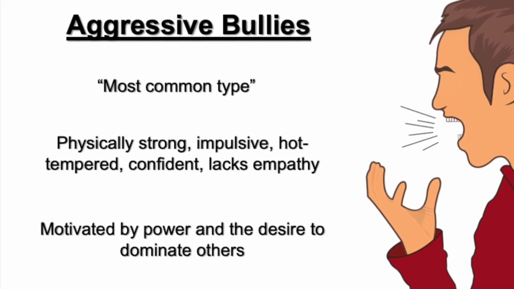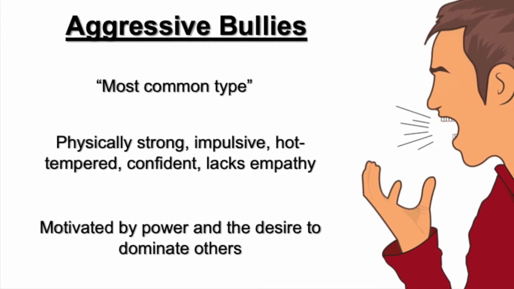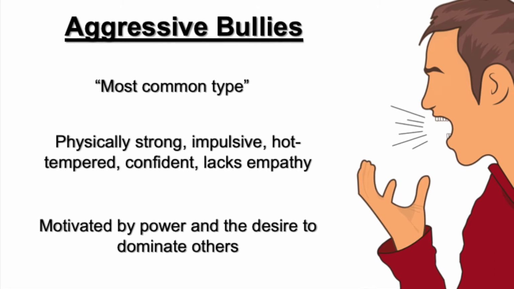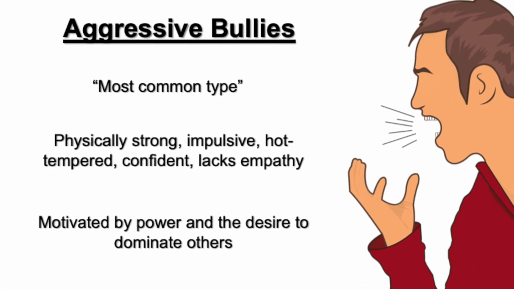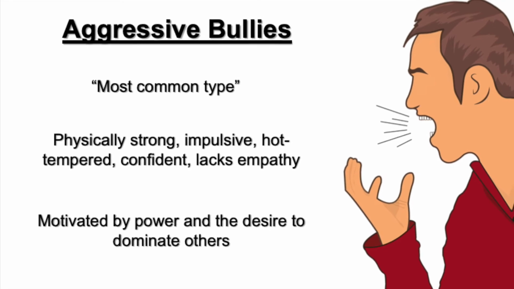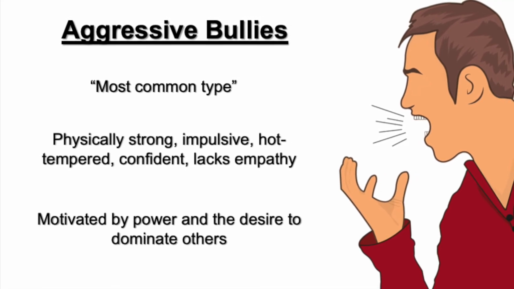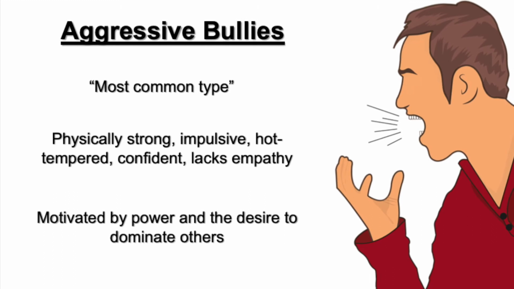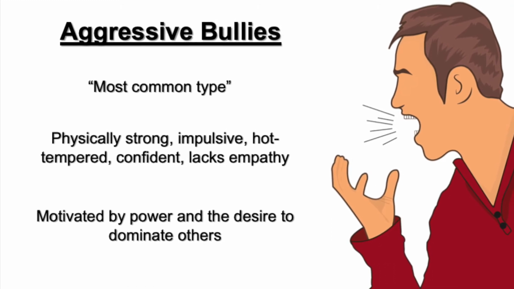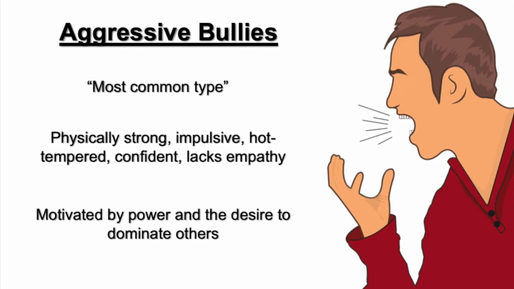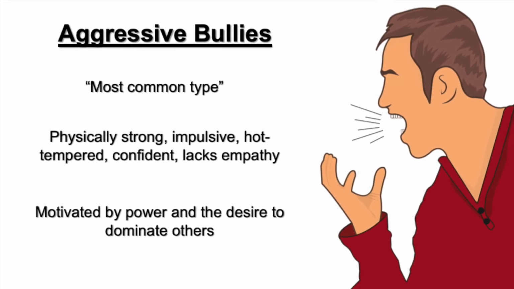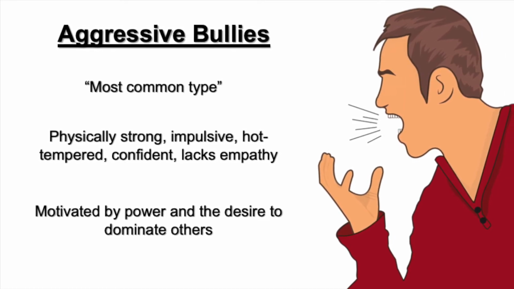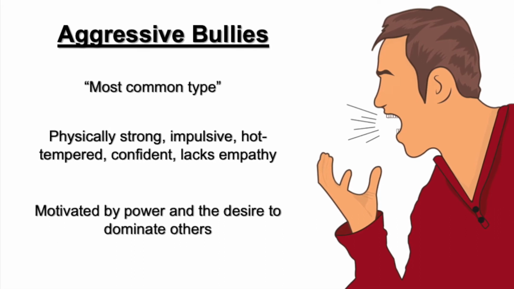Continuing, I will begin to talk about the different types of bullies. There are aggressive bullies, who are considered the most common. They are physically strong, impulsive, hot-tempered, confident, lack empathy, and are motivated by power and the desire to dominate others. Aggressive bullies tend to be the most popular in the early school years and then less so in the upper grades, perhaps because young children are more likely than older students to admire the macho image. As students get older, they're able to think critically about peers and leaders.